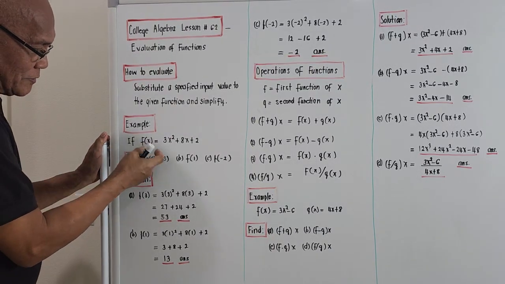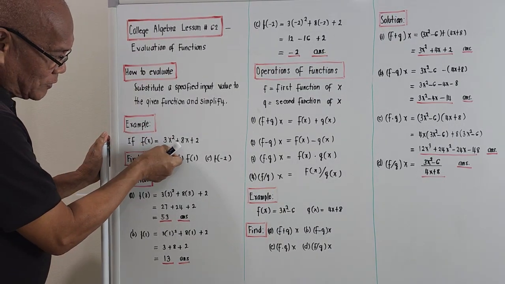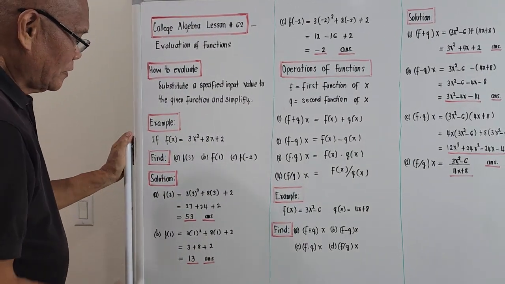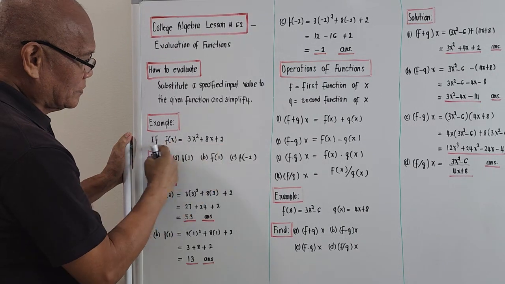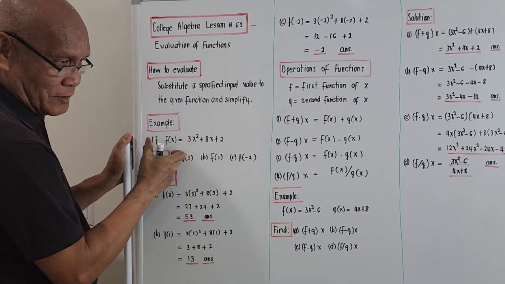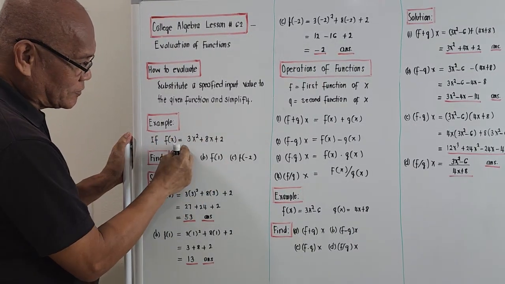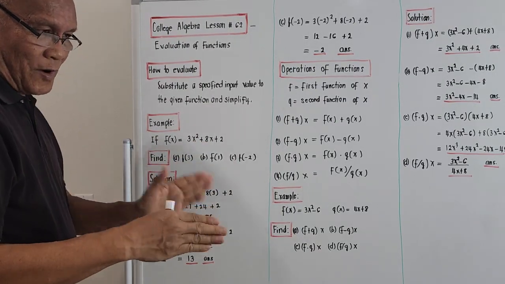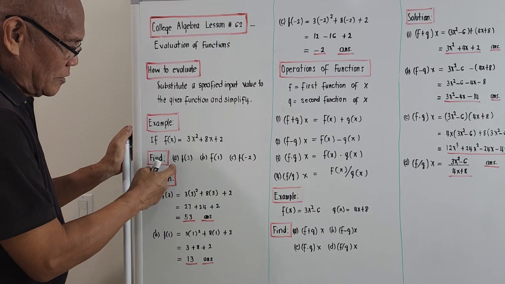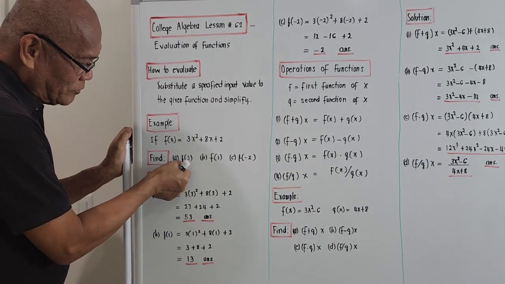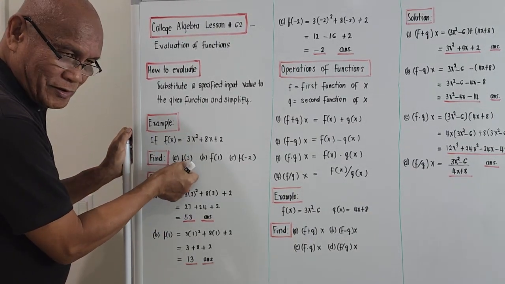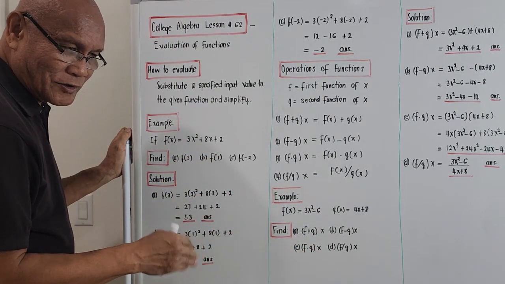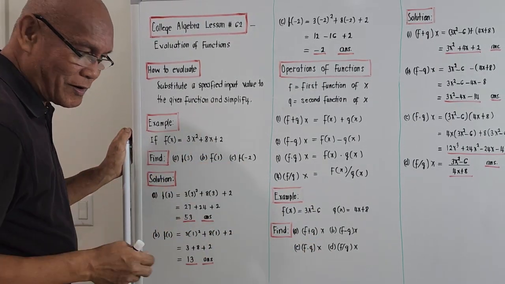If f of x is equal to 3x squared plus 8x plus 2, am I still on camera? This is the given function, f of x. The given function is 3x squared plus 8x plus 2. The problem is just asking what will be the value of the function if the value of x is equal to 3. There's no hard thing about it. It is just actually a direct substitution one, right?